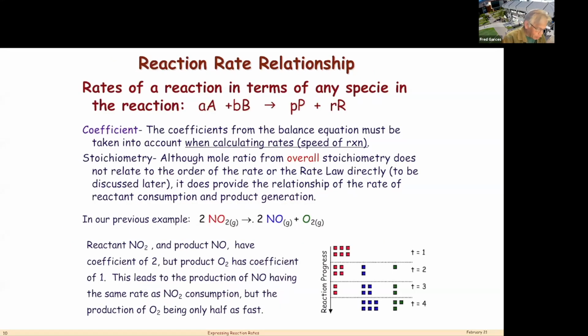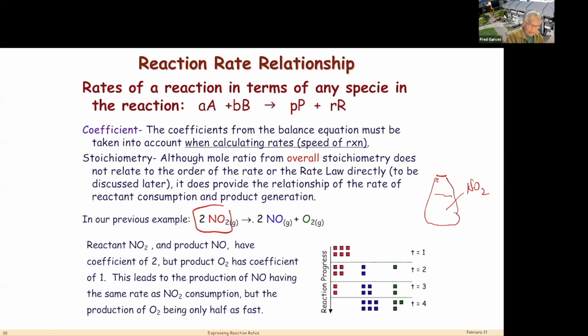So what's really going on? Let's take a look at NO2 and NO. Initially, all you have in, say, a reaction is NO2. And this is the balance equation: 2 NO2 goes to 2 NO and 1 O2.